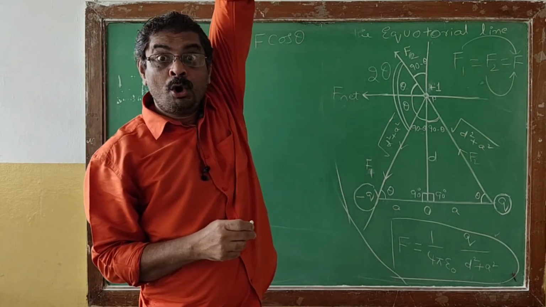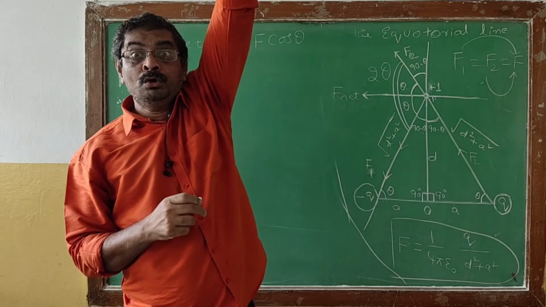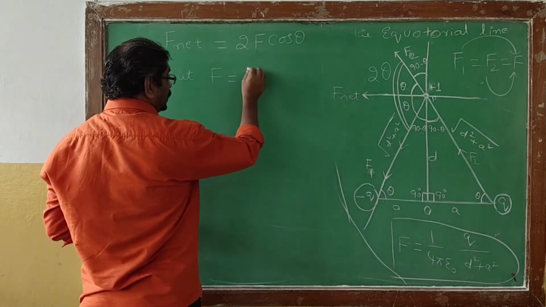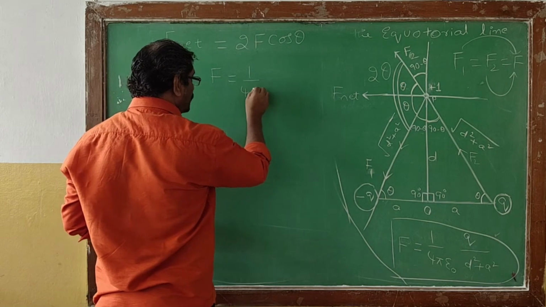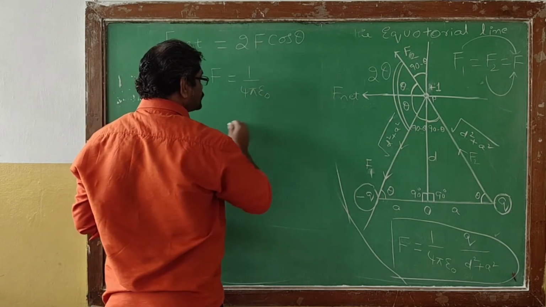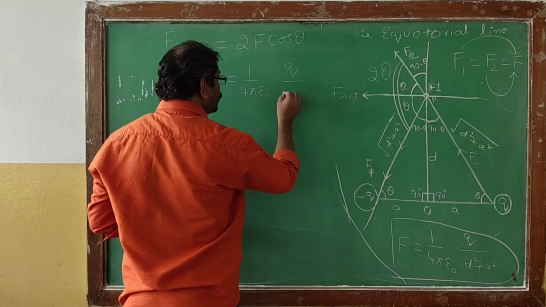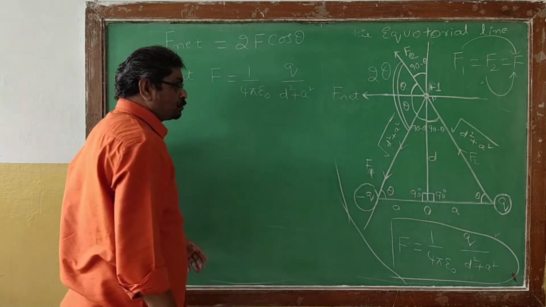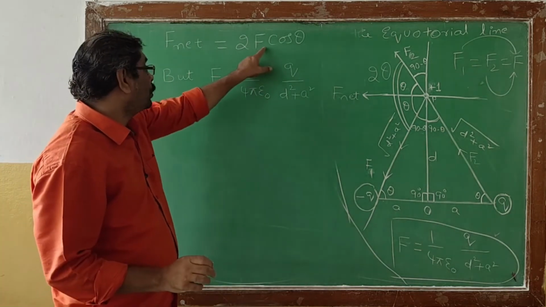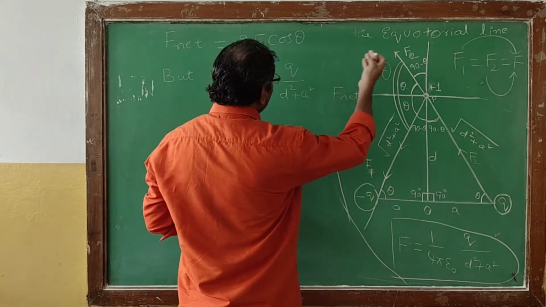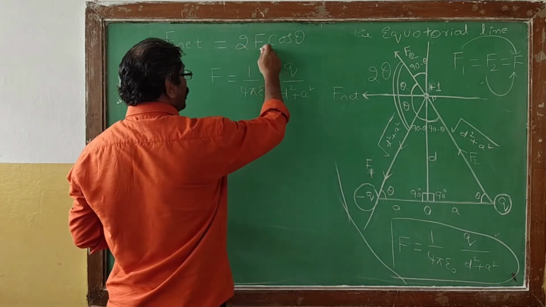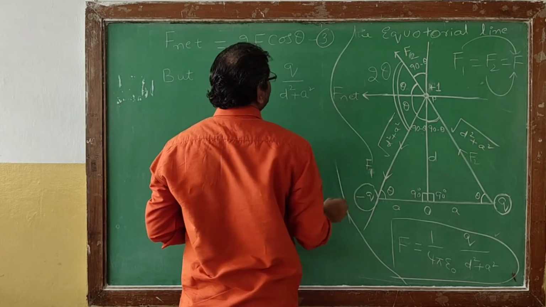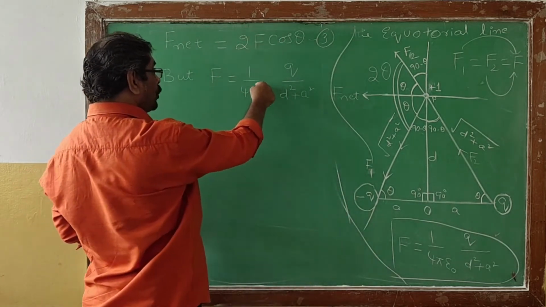So you already know the magnitude of F will be given by the formula: 1 by 4 pi epsilon naught, q divided by d square plus a square. Now that I already know, I can substitute it in the above formula, equation number 3. So I already know the value of F, I can put it.